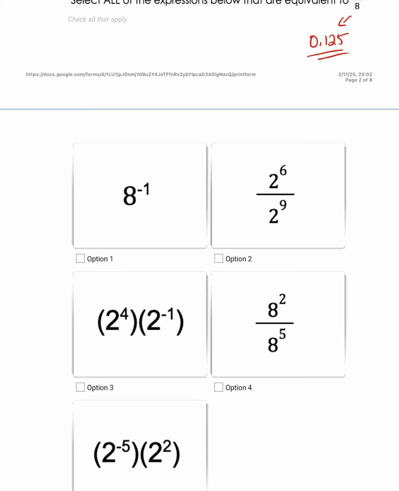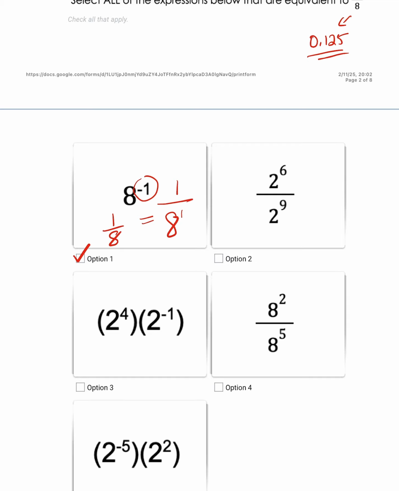So in option number 1, as soon as I see a negative exponent, I know that the negative exponent rule tells me that I can move the base that has the negative exponent to the other side of the fraction bar and then make that exponent positive. So 8 to the negative first power is equal to 1 over 8 to the positive first power. And of course, anything to the first power is just itself. So that's the same as 1 over 8. And so option number 1 is going to work. We move on to see if there's any more that work.